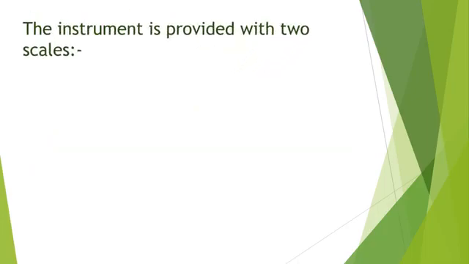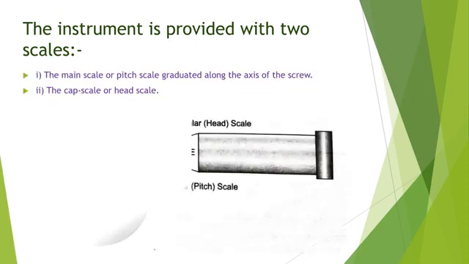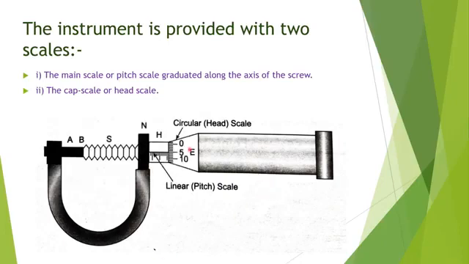The instrument is provided with two basic and important scales. The first one is the main scale or the pitch scale graduated along the axis of the screw, and the second one is the cap scale or the head scale. As you can see in this diagram, this one is the circular, also known as the head scale, and this one is the linear, which is also called the pitch scale. This is the basic and very important diagram of the screw gauge.